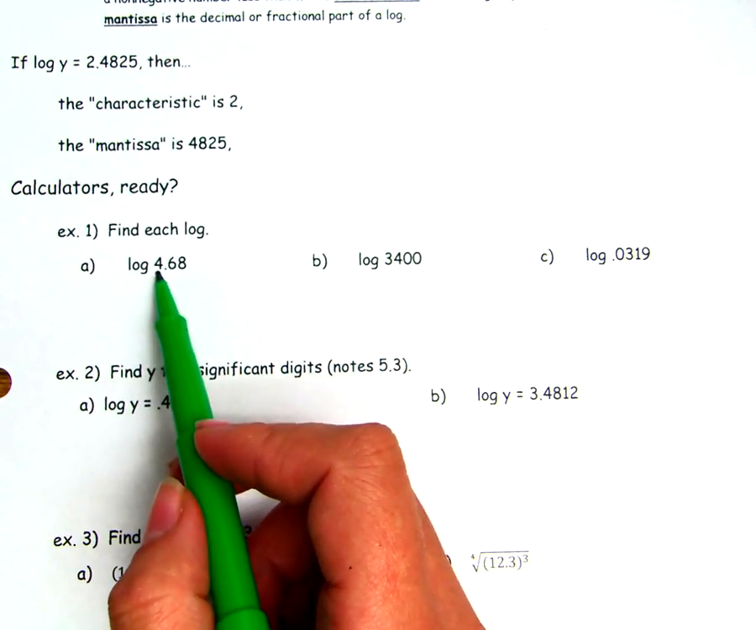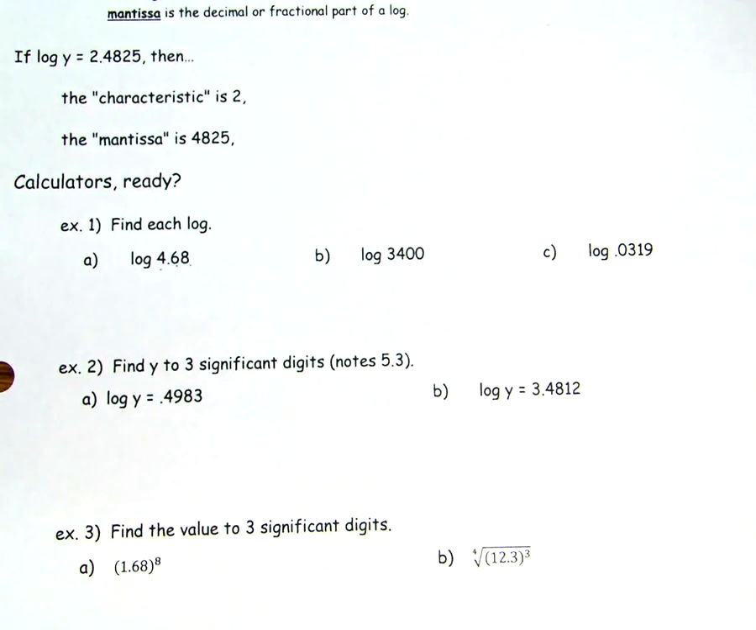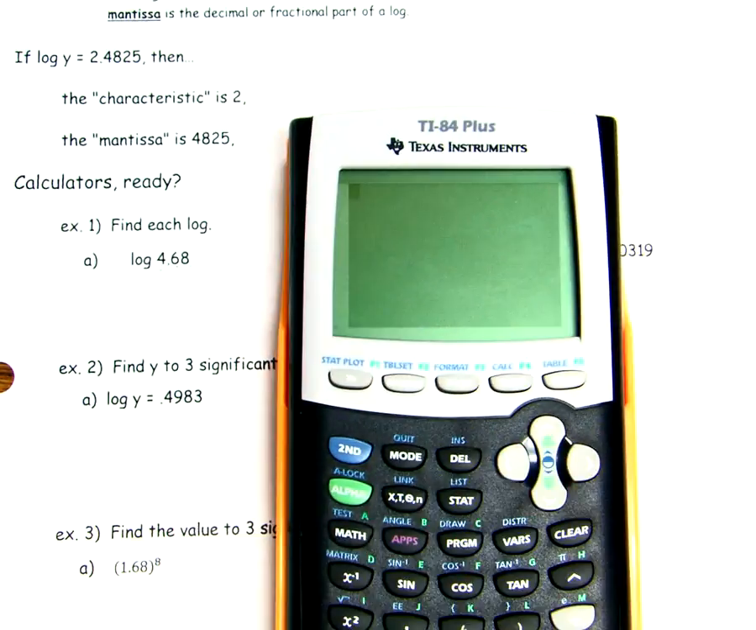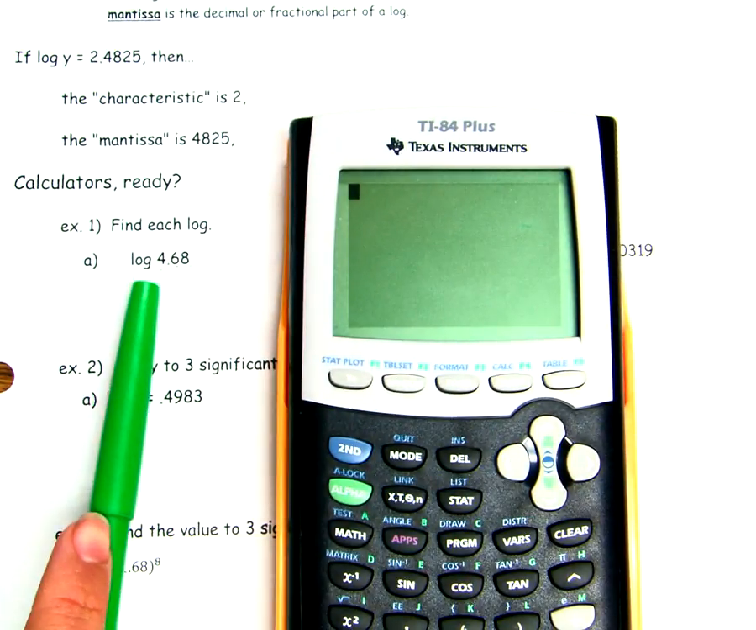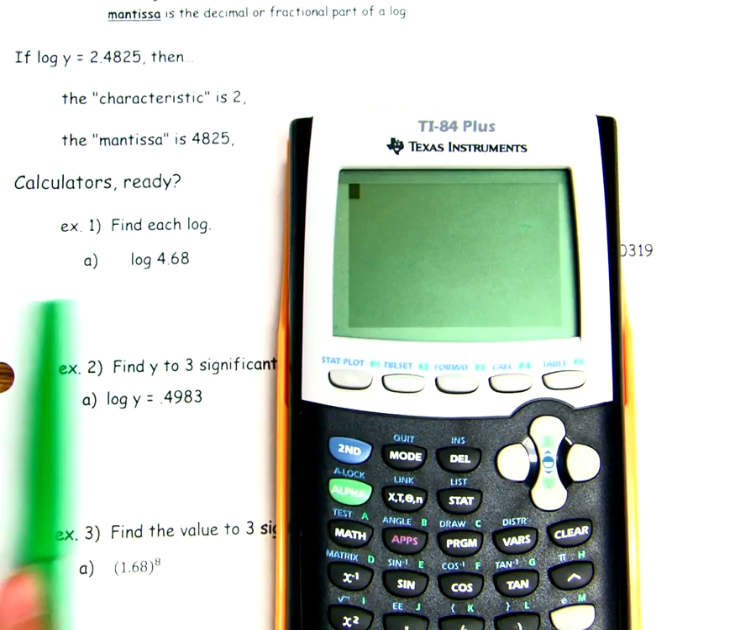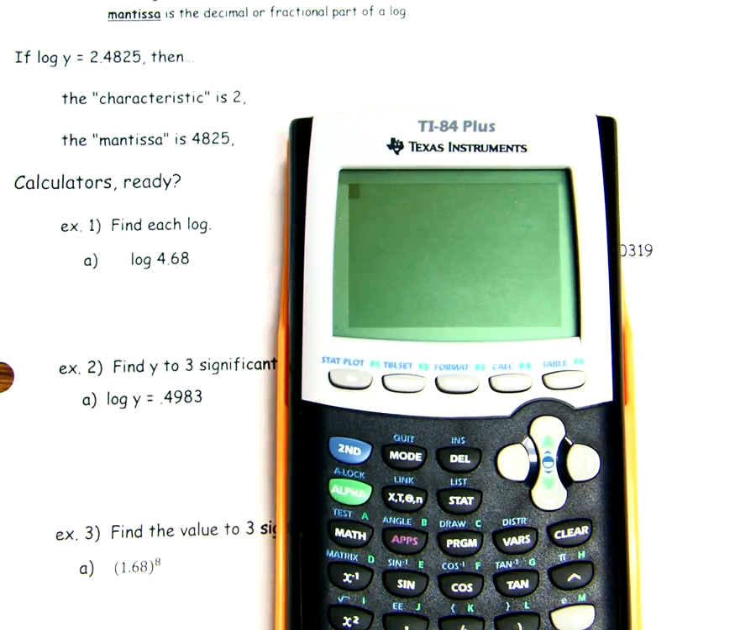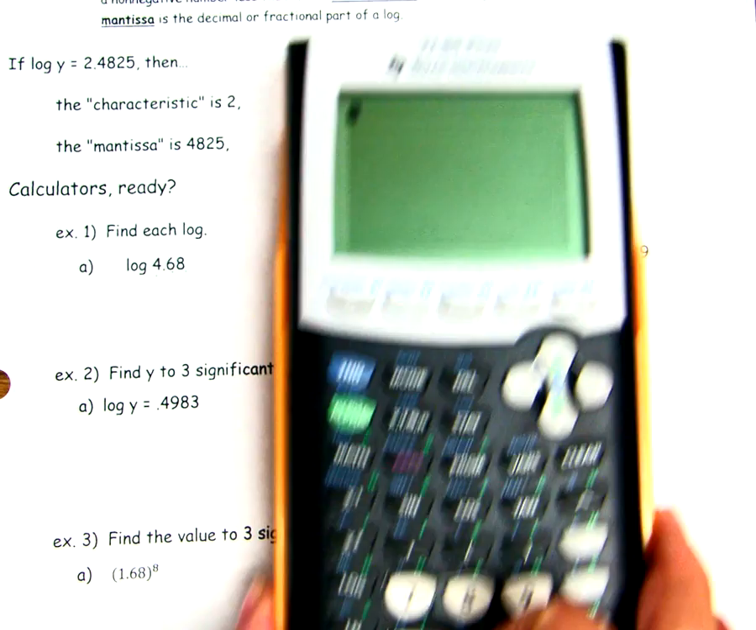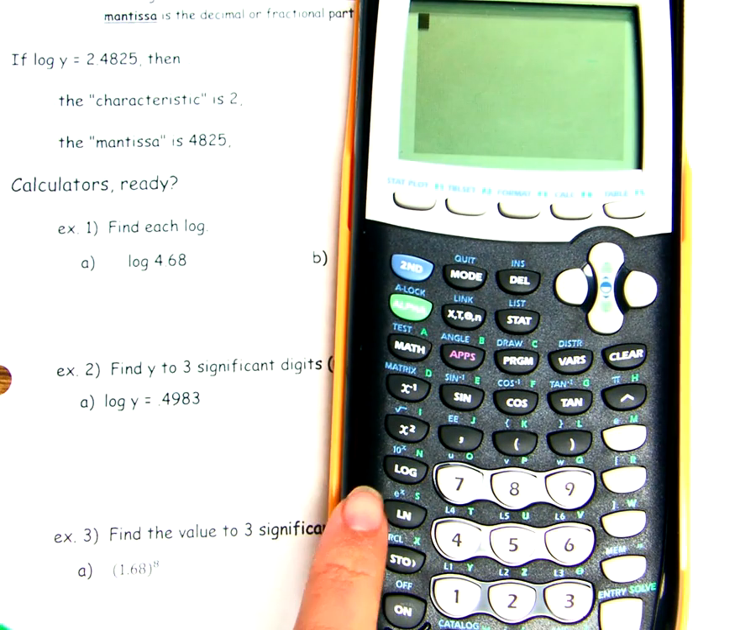So in this case, I have 1, 2, 3 significant figures, which means I want my answer to 3 significant digits. So I'm going to go ahead and go to my calculator. Now you'll notice that it's a log base 10, and this is our common log. It's called our common log because it's what our calculators came with, and it's the most commonly used log. So you'll find it right there.